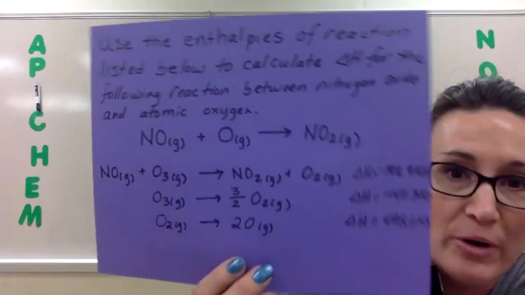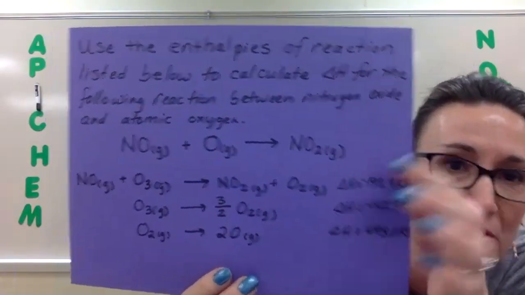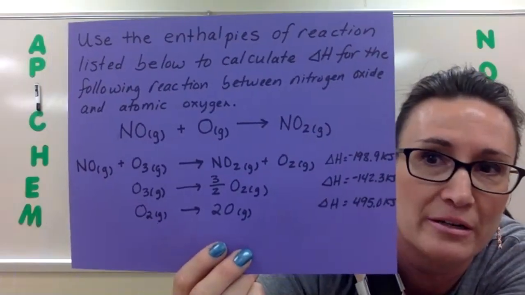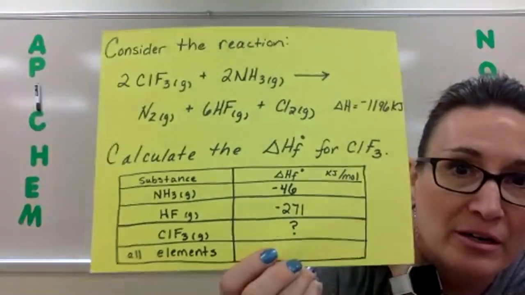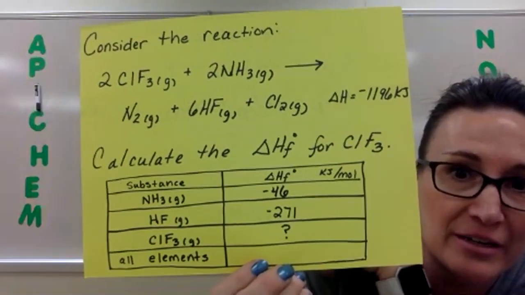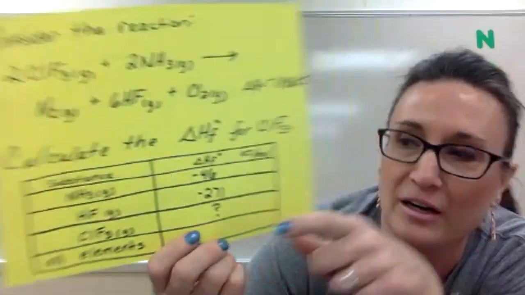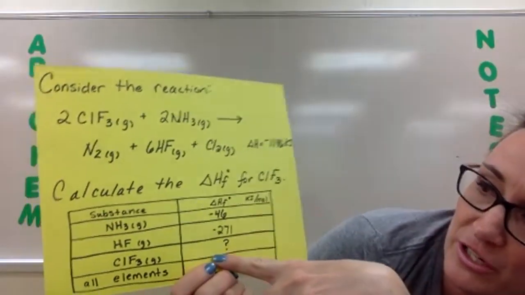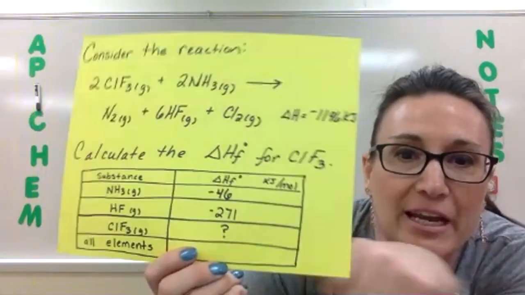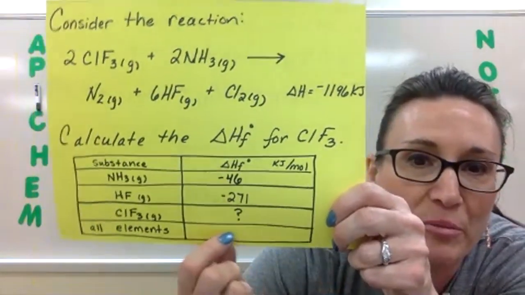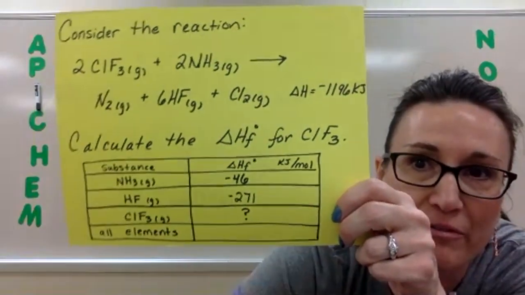So there's a purple one. All we know is the enthalpies of each step. And we have this overall reaction that we want. Okay? And last but not least, we have a yellow one. We're trying to find the heat of formation of chlorine trifluoride. And then I even left a little box here about elements. All elements have what kind of heat of formation? I actually left it blank to try to review.